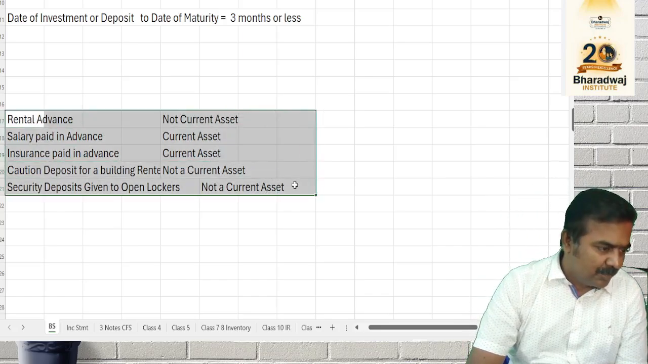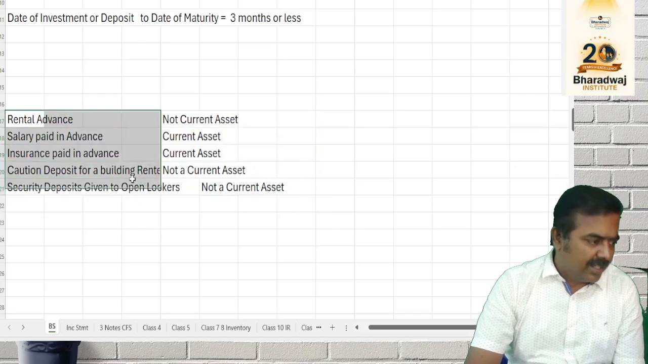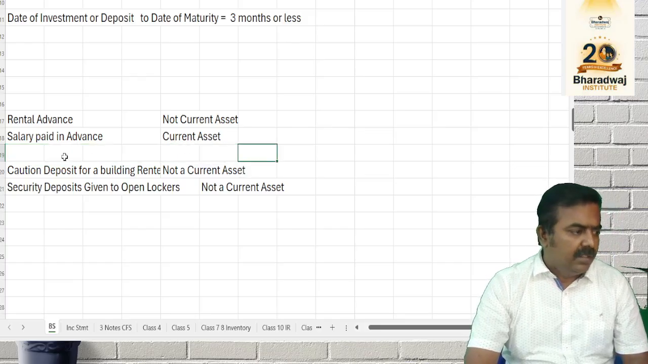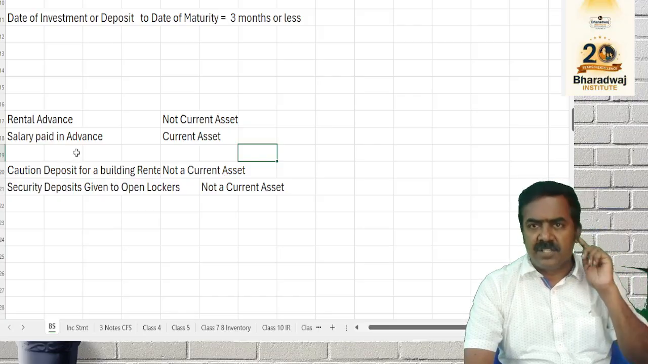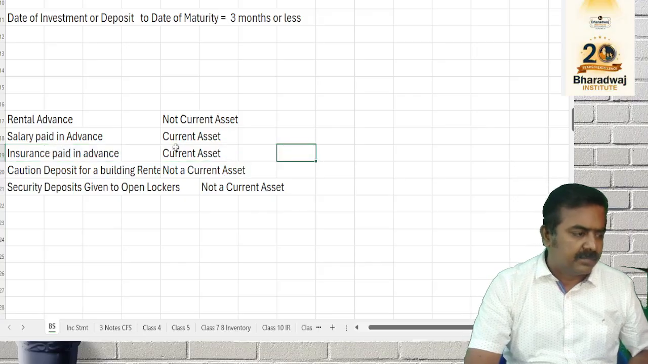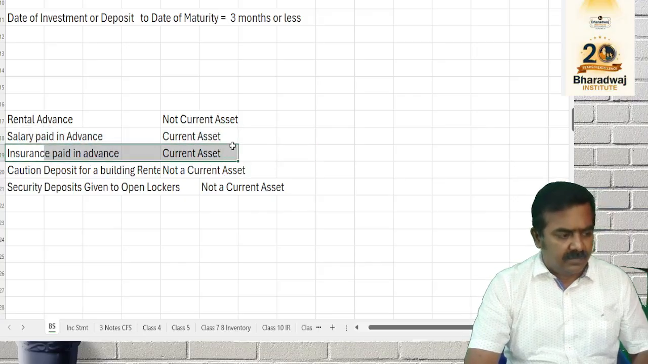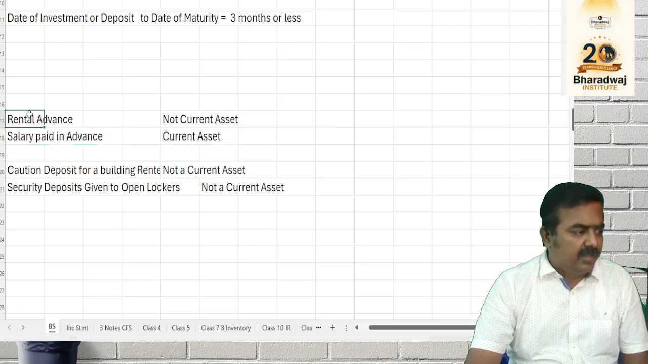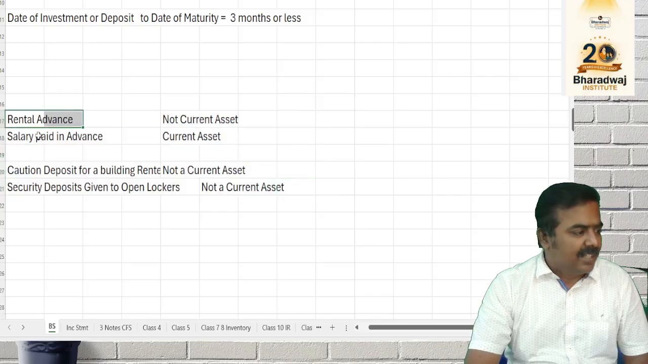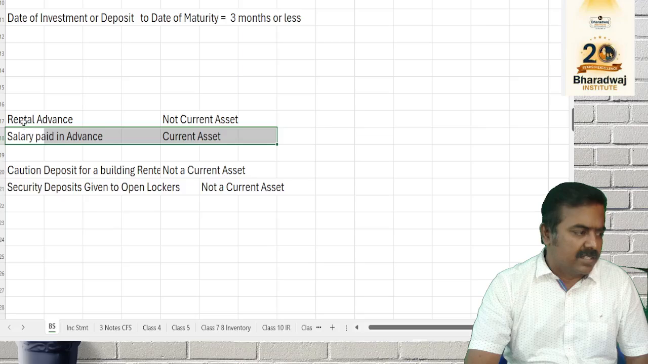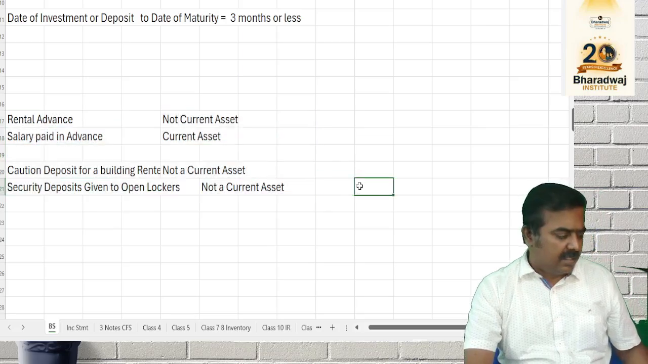Please note this also. They can give you classifications like this. They can give a question like this: identify which is a current asset and which is not. They can give a question like this and ask you to find the odd one out. Rental advance, salary advance, caution deposit, security deposits, all will look similar. But salary paid in advance is a current asset. Others are which one? Non-current asset.